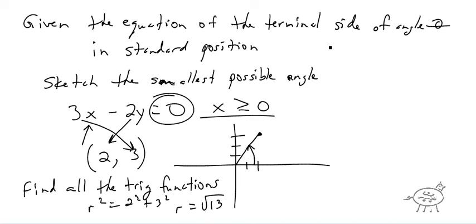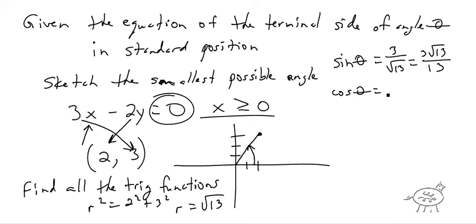And then it's really easy, all the trig functions. So sine of theta is equal to y over r. So it's 3 over root 13, which is 3 root 13 over 13. Cosine of theta equals x over r, which is 2 over root 13, which is 2 root 13 over 13. Tangent of theta is equal to y over x, so it's 3 halves.